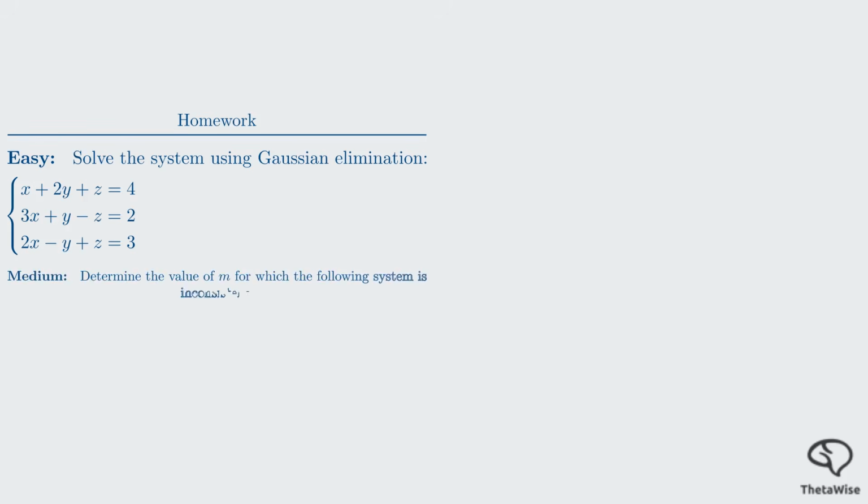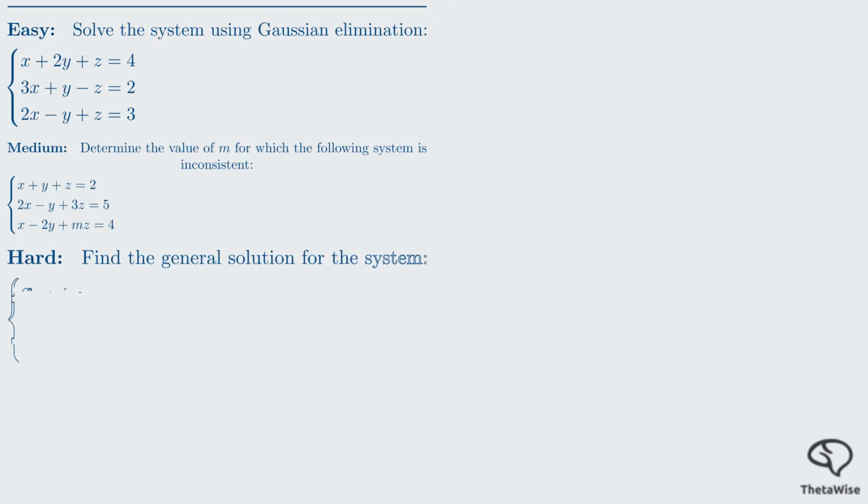For the medium challenge, determine the value of m for which the system is inconsistent. Recall what a row of zeros implies for the constants. The hard question requires finding a general solution, implying there will be a parameter in your final vector form. Take your time with the row operations. We will go through the solutions shortly.